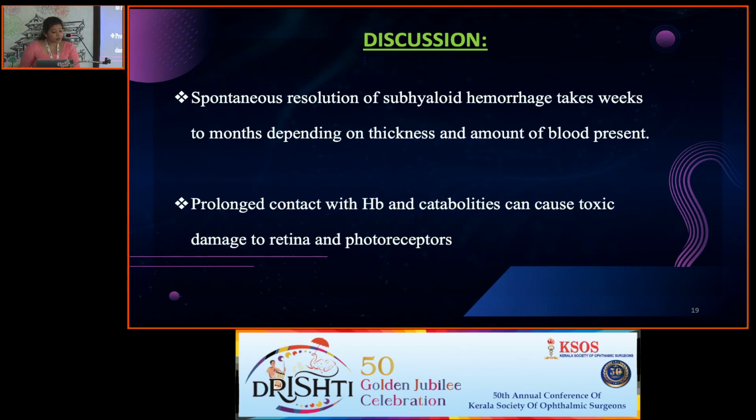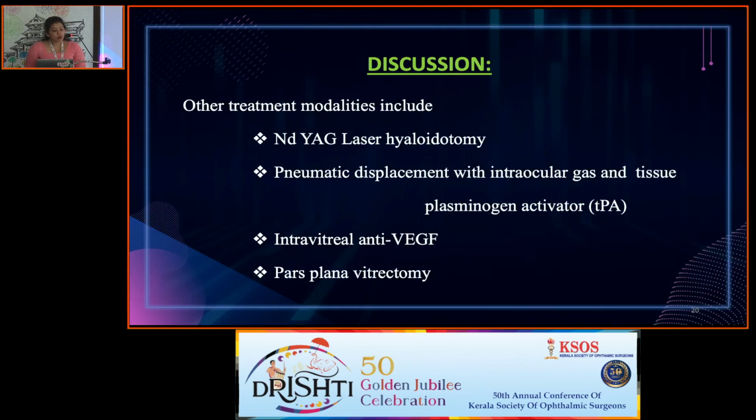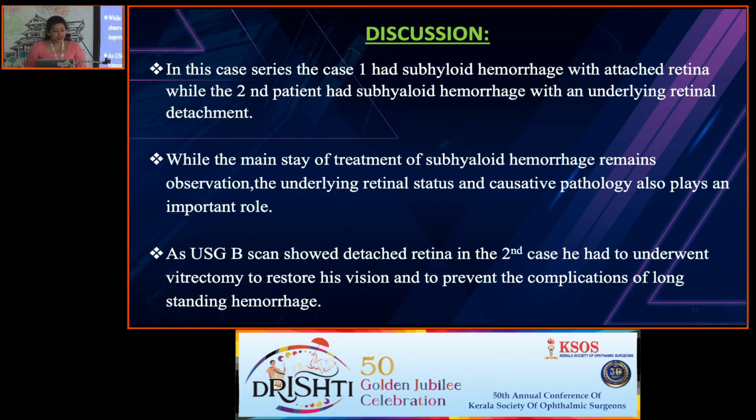Spontaneous resolution of the subhyaloid hemorrhage usually takes weeks or months depending upon the amount of blood present. Prolonged contact with hemoglobin and the catabolites can cause toxic damage to the retina and photoreceptors. The other treatment modalities that are available for treatment of subhyaloid hemorrhage include ND-YAG laser hyalotomy, pneumatic displacement with intraocular gas and tissue plasminogen activator, intravitreal anti-VEGF, and pars plana vitrectomy.